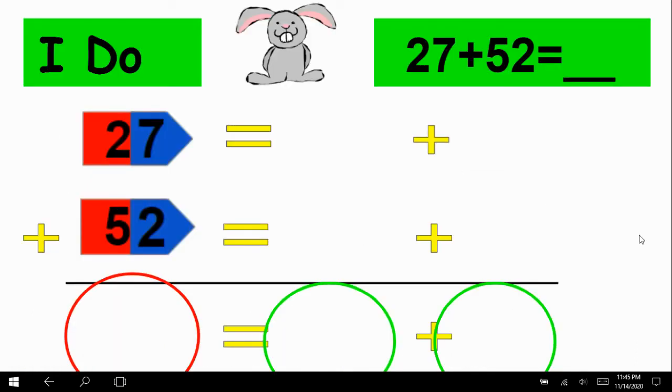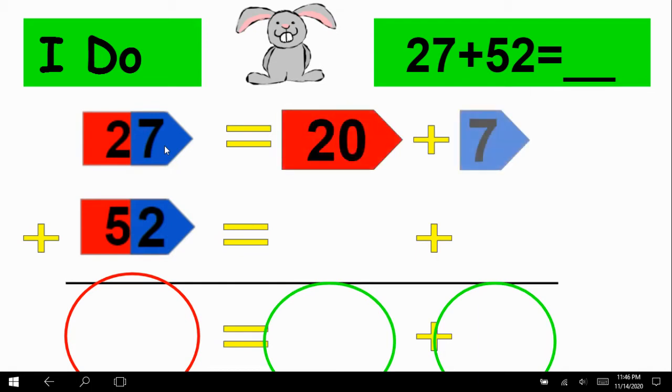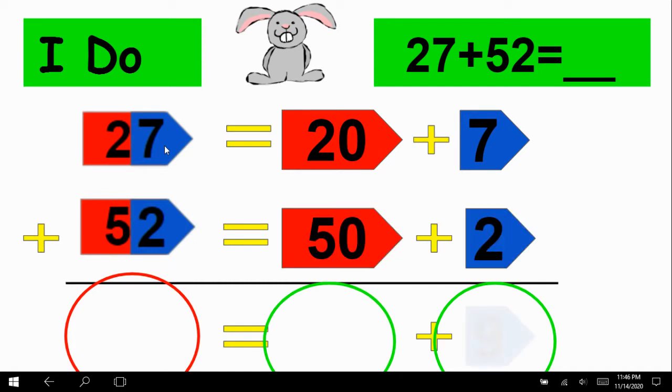So watch as I do 27 plus 52. It's written here vertically for me, but I'm going to start with the first hop of our strategy, and I'm going to expand the form of 27. And I hear 20 and 7, so I can simply say 20 plus 7. And then I'm going to add 52. Ooh, I heard 50 and 2.